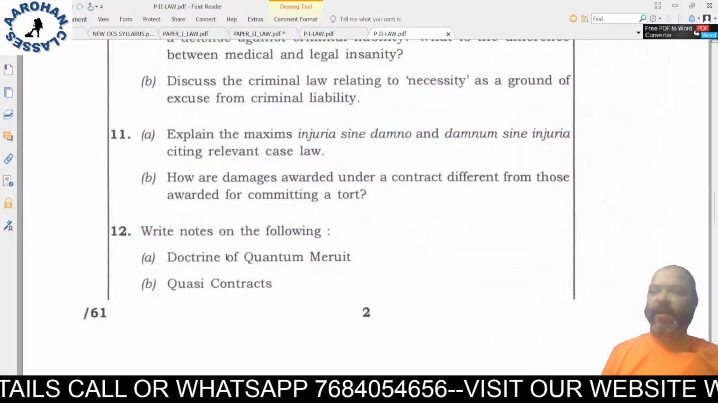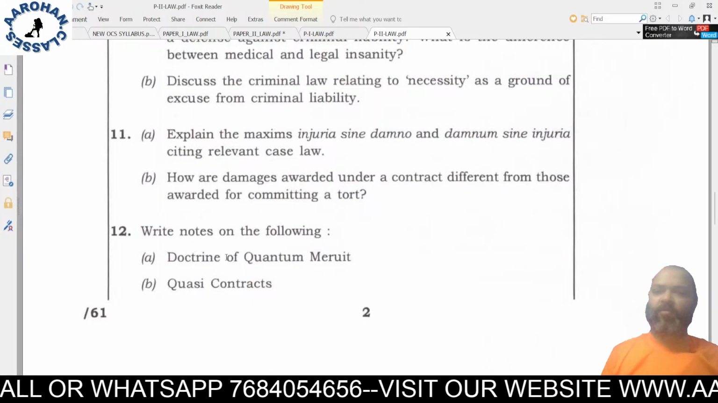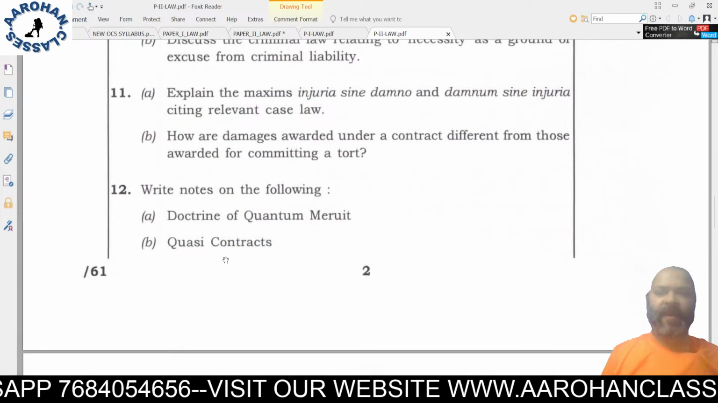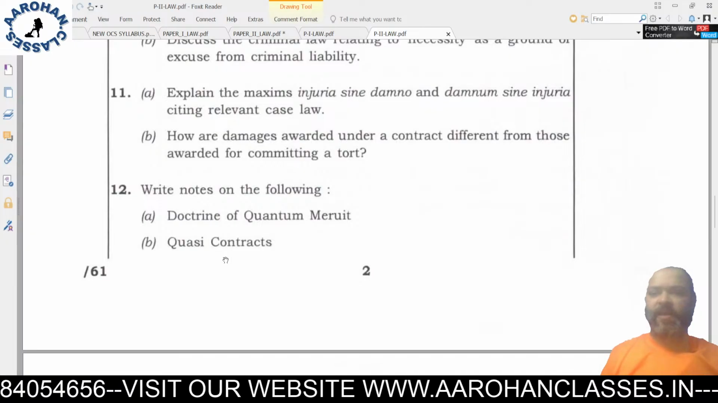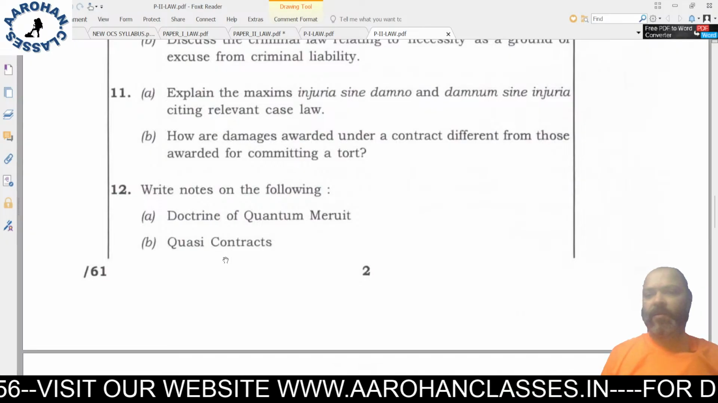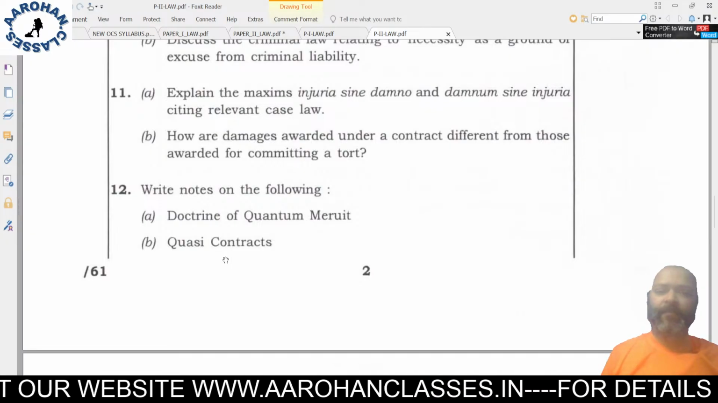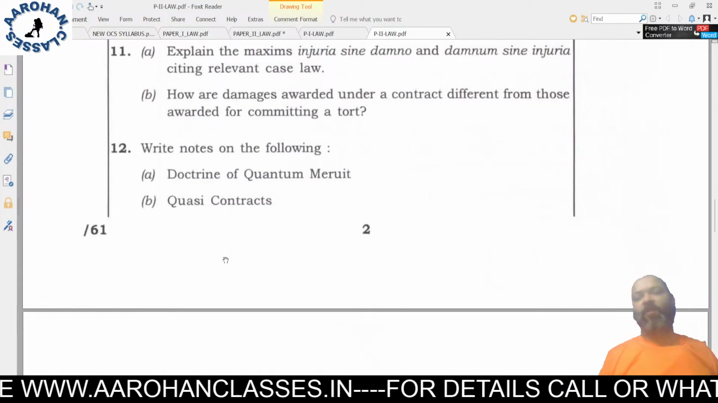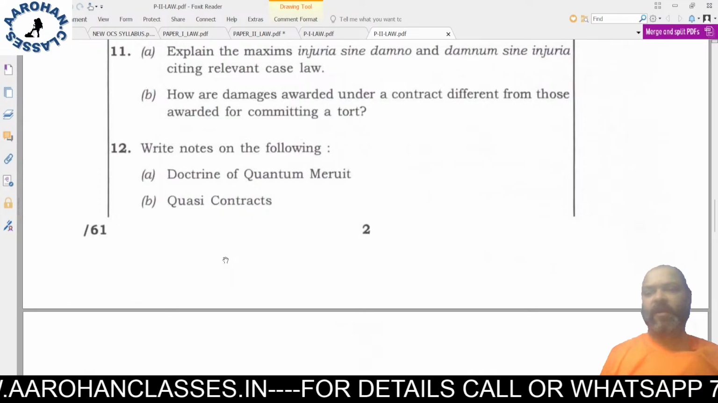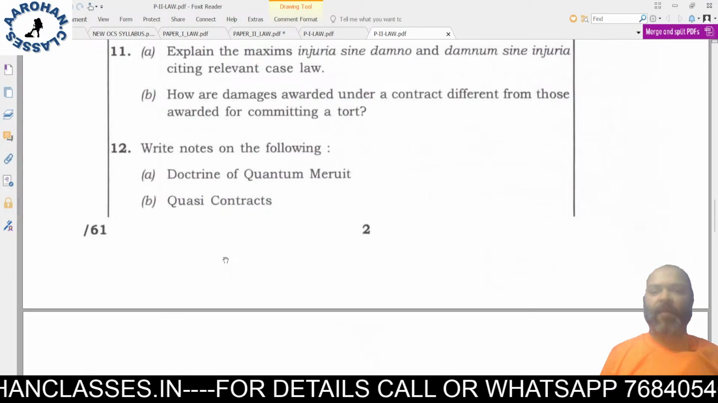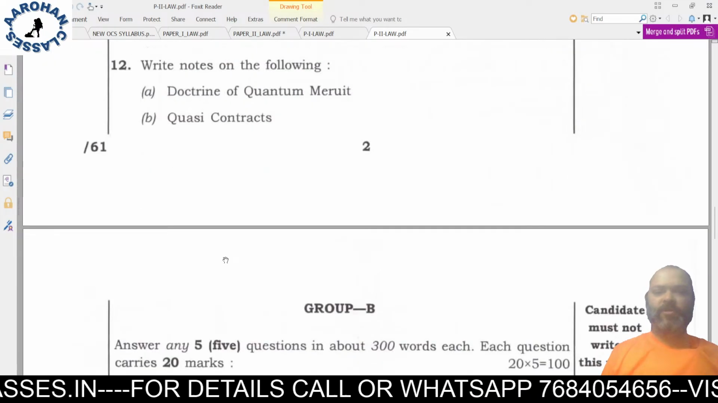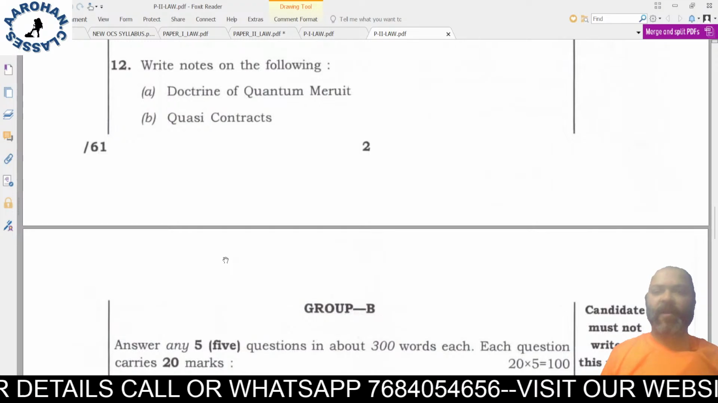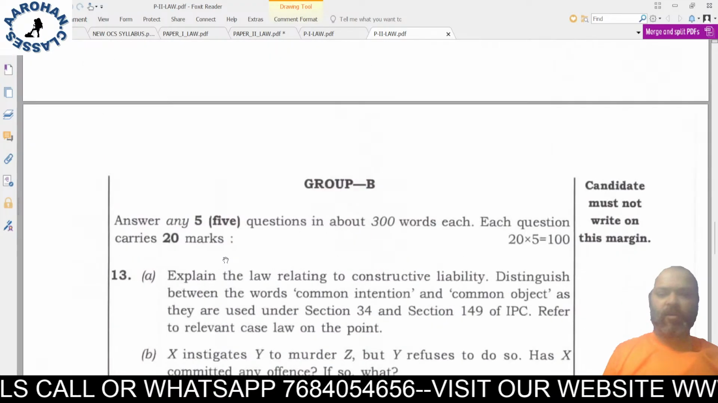Discuss the criminal law related to necessity as a ground of excuse from criminal liability. Explain the maxims injuria sine damno and damnum sine injuria, citing relevant case law. How are damages awarded under a contract different from those awarded for committing a tort? Question 12. Write short notes on the following: doctrine of quantum meruit and quasi contracts.